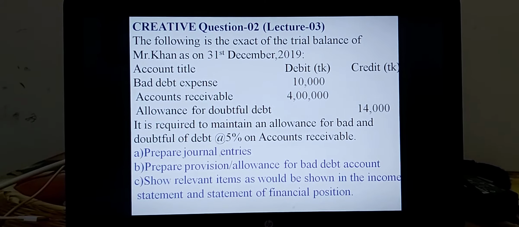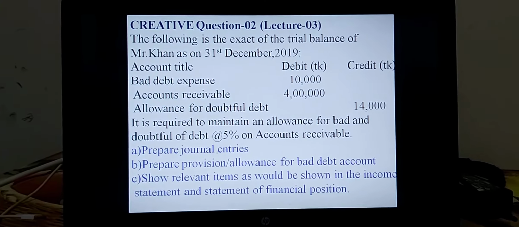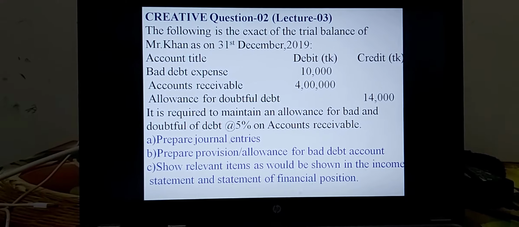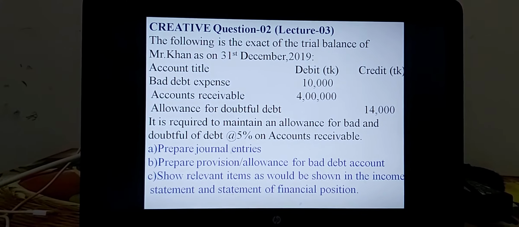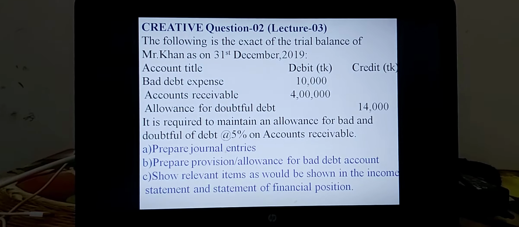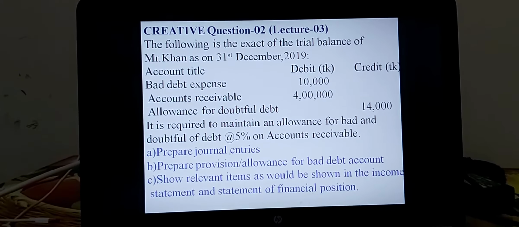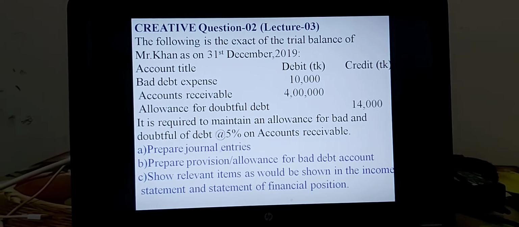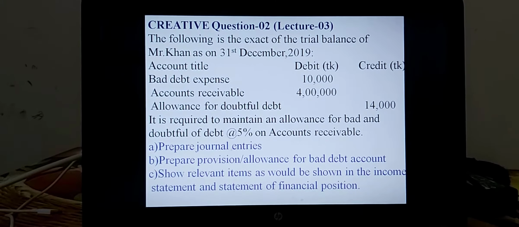In the balance, allowance for doubtful debt is given, that is the old allowance for bad debt, 14,000. So you can start with this amount. Allowance for doubtful debt, that is taka 14,000, less bad debt expense, the amount of taka 10,000. So 14,000 minus 10,000 is equal to taka 4,000. But our target is the amount of taka 20,000. So additional allowance to be taken for bad debt is 16,000. 4 to 20, that is 16,000 to be required.